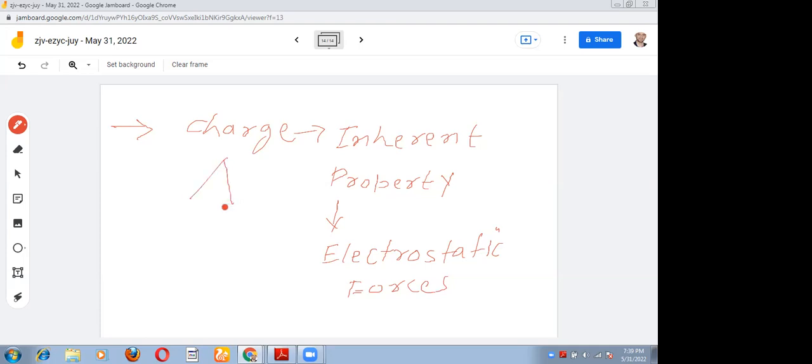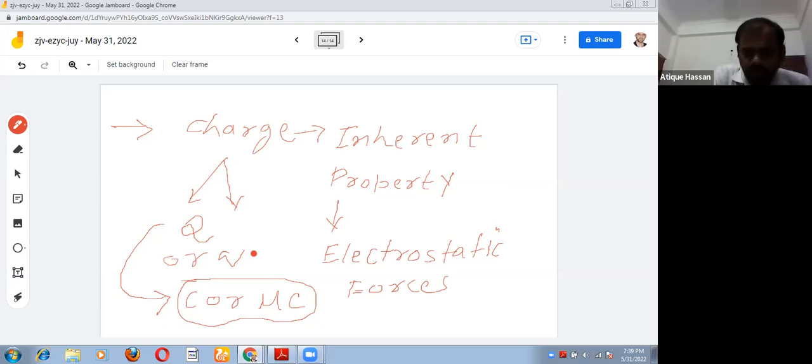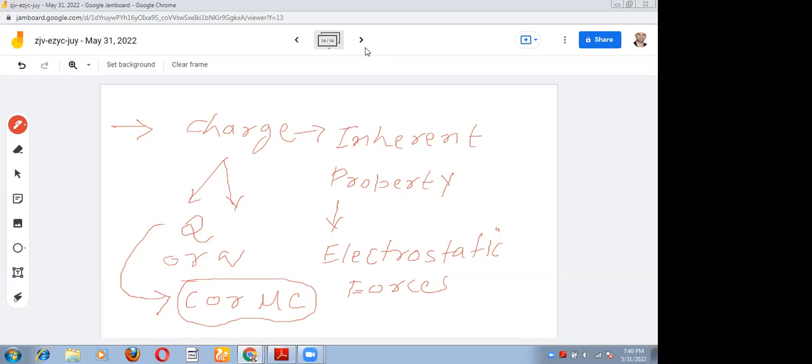Both of you know? Yes, sir. We denote charge by capital Q or small q. And both of you know the unit of charge, that is coulomb or microcoulomb. Generally we use microcoulomb, but the SI unit of charge is coulomb. So both of you know this basic concept which you learned at the very start of the chapter. Got it? Yes, sir.